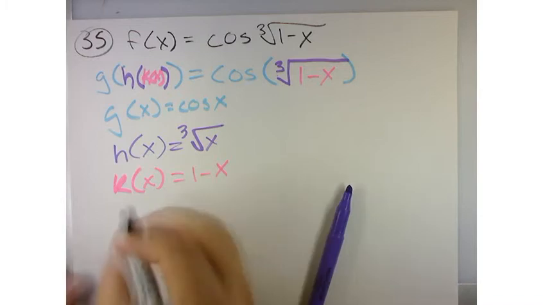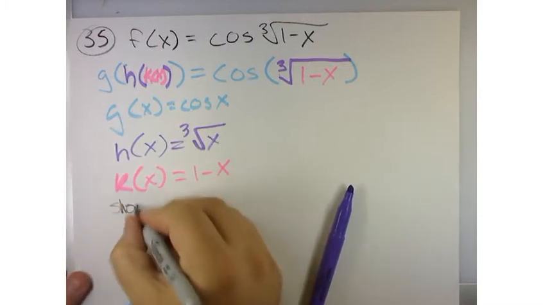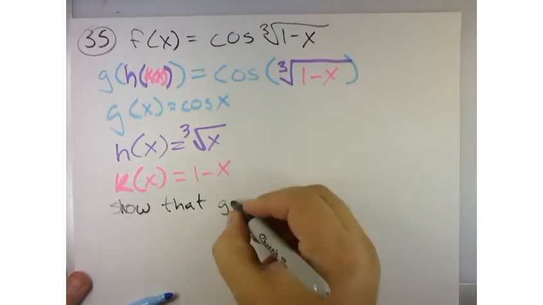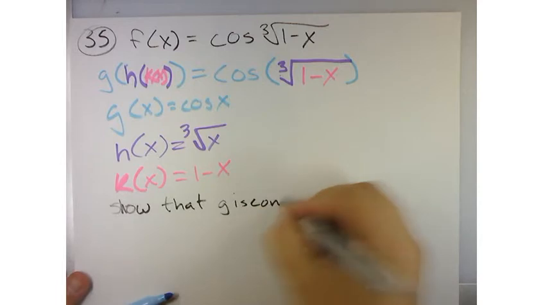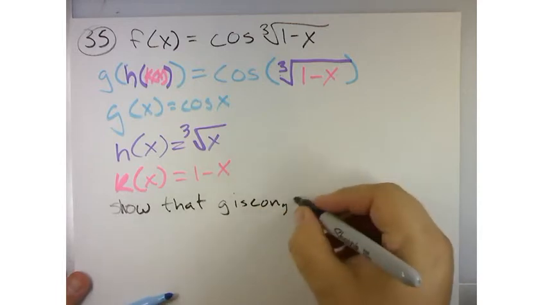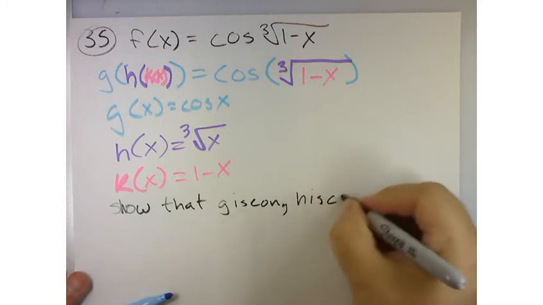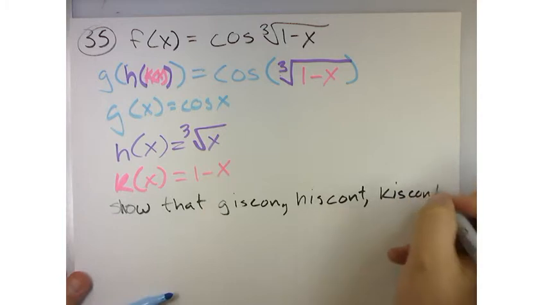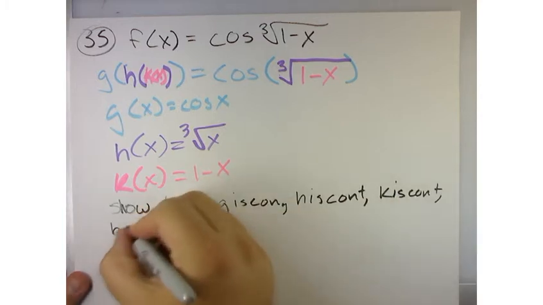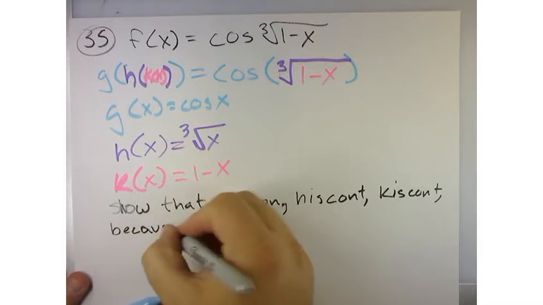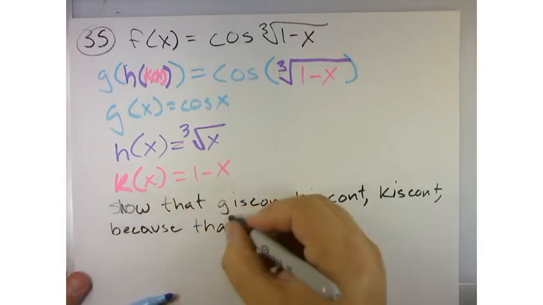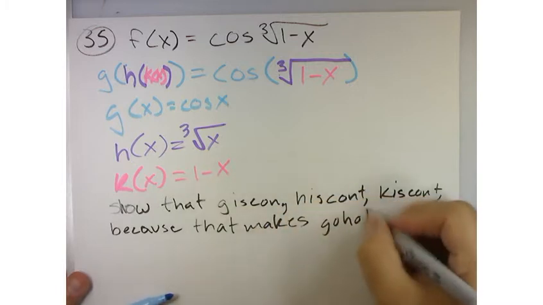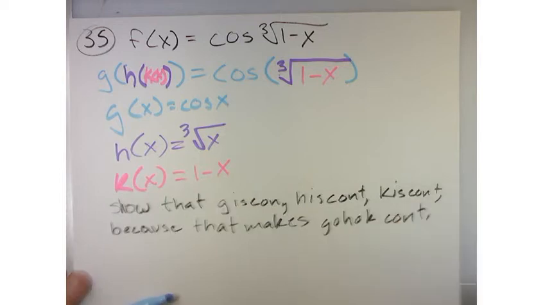I have to show that g is continuous, h is continuous, and k is continuous. Because that makes, this is very informal language, g of h of k continuous. That was what Theorem 7 was about.